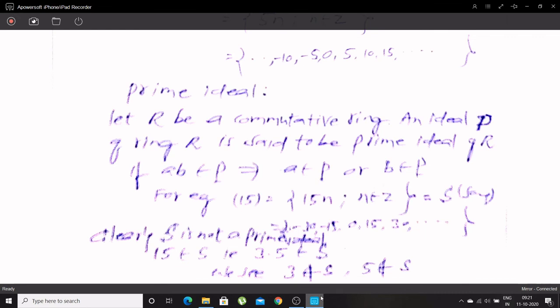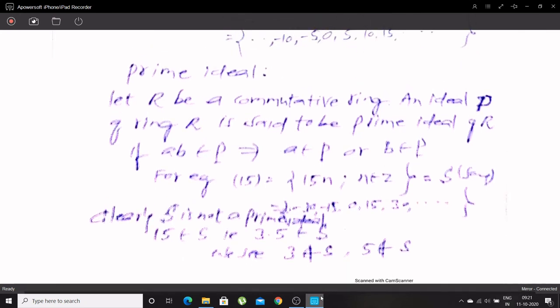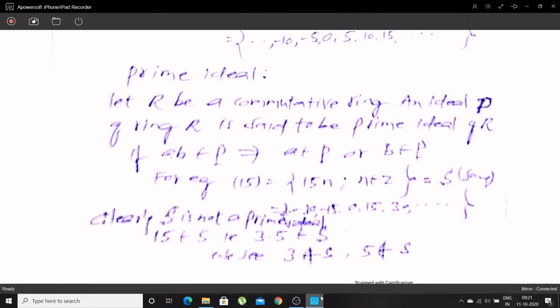Let me take an example. Generated by 15. Generated by 15 means multiples of 15. Multiples of 15 means what? 15n, where n belongs to Z. What do we get? The set containing the elements of the type 0, 15, 30 on the right hand side, and on the left hand side minus 15, minus 30, minus 45, and so on.